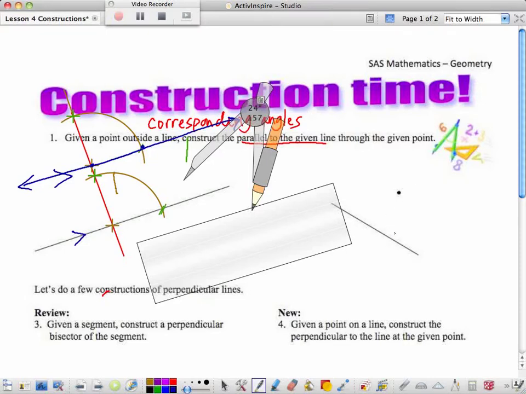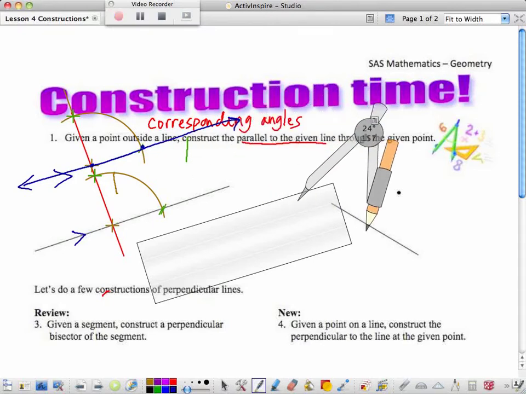Again, how are we making these parallel lines? We're doing it because this is a corresponding angle. Right here is my letter F, right here. So corresponding angles are congruent, so therefore these two lines must be parallel to each other. So pause now and try the second one.